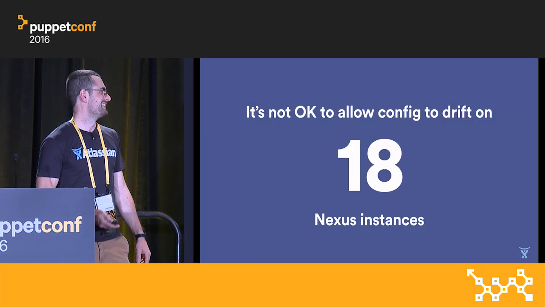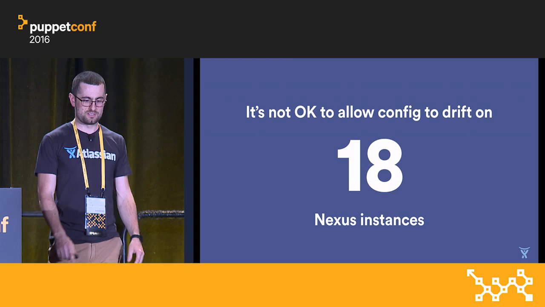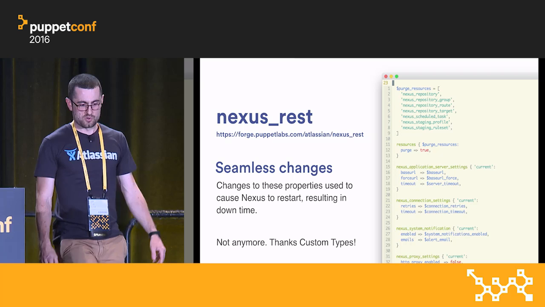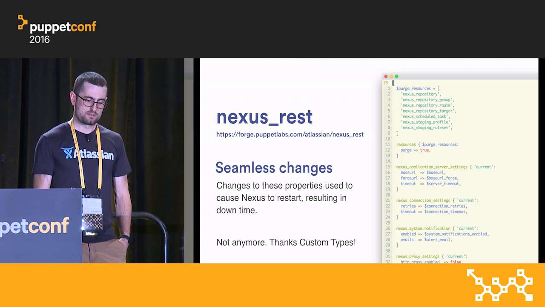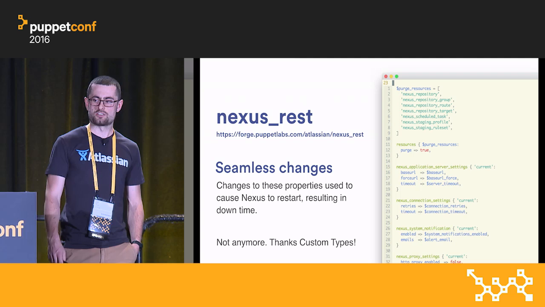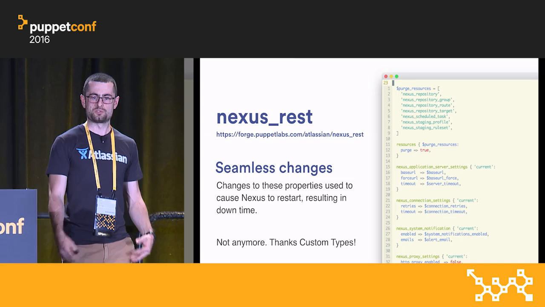We also had a problem with the Nexus instances. We decided it's not okay to allow this configuration drift to continue, and we created the Nexus REST module, which again has a whole bunch of types and providers. It doesn't cover the entire configuration, but it covers all the areas that we needed, and it's fairly easy to extend. The most important thing for us was seamless changes. We didn't need to worry about scheduling rollouts to Nexus to avoid build times. We can roll out changes anytime, and not worry about restarts.